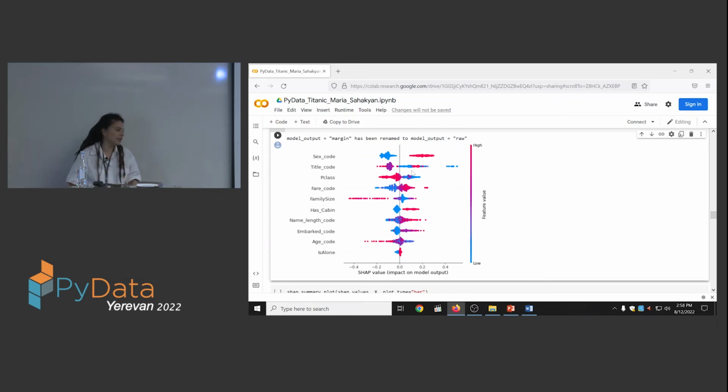So if the person had a higher title, for example, doctor or some other kind of title, it was important in the model's decision that he survived. It's also important to see that a bigger family size also contributed to the person not surviving, because the person had to take care of the family and gather them together, and people who were alone had higher probability to survive. Anyway, it gives SHAP values.